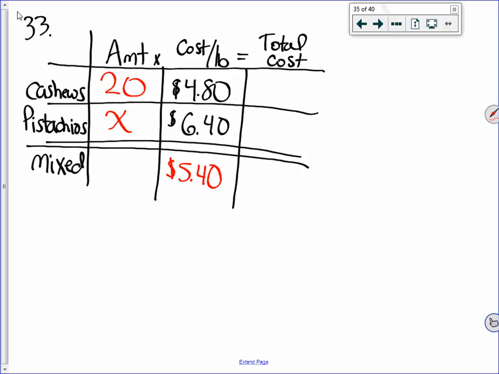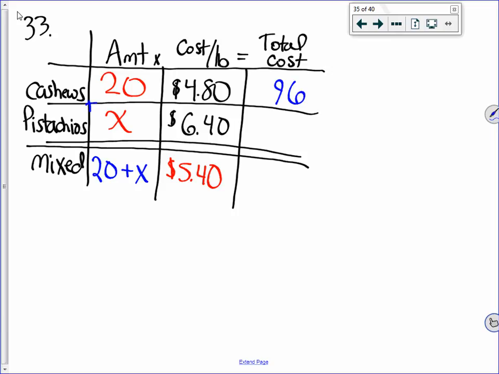Now I have to fill in the rest of my table. So Denise, what do you think would go right here under the amount of the mixture? 20 plus X, good. Because you have 20 pounds of cashews plus X pounds of pistachios. So the amounts get added. And then we can use the formula. We can multiply across to find our total cost. So this is 20 times 4.80. This is going to be, holy guacamole, $96 worth of cashews.